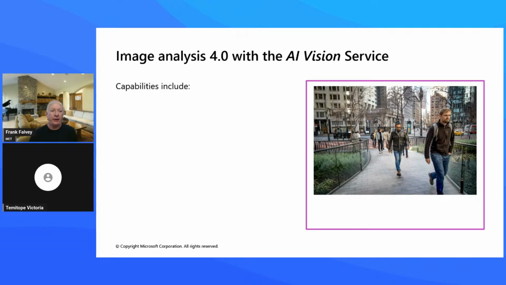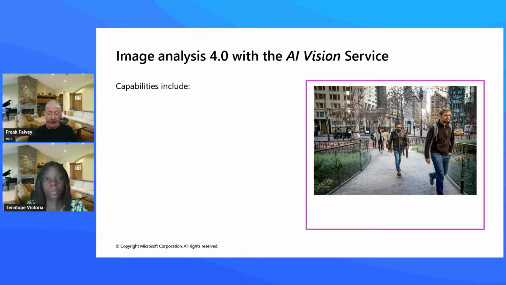So the Image Analysis 4.0 that I just spoke about, the Azure AI Vision Image Analysis Service, can extract a wide variety of visual features from your images. For example, it can determine whether an image contains adult content, find specific brands or objects, or find human faces.